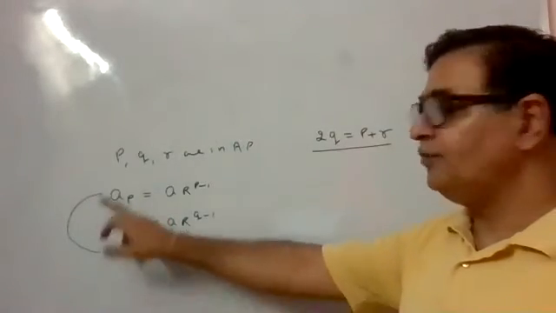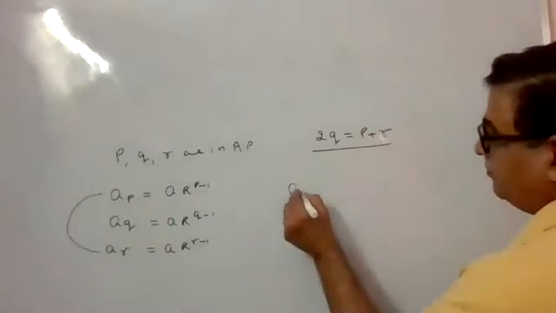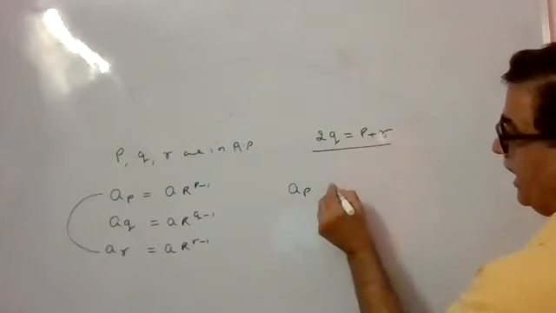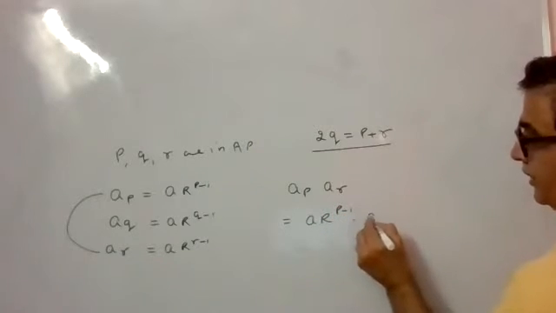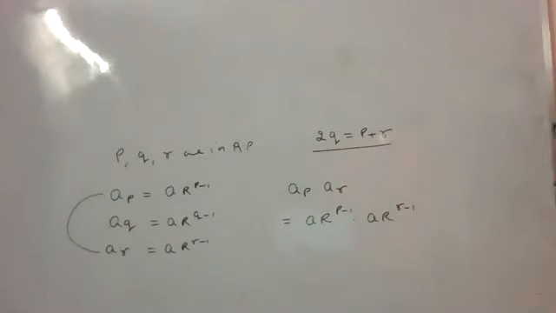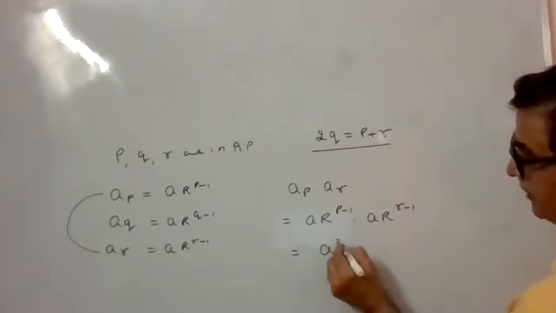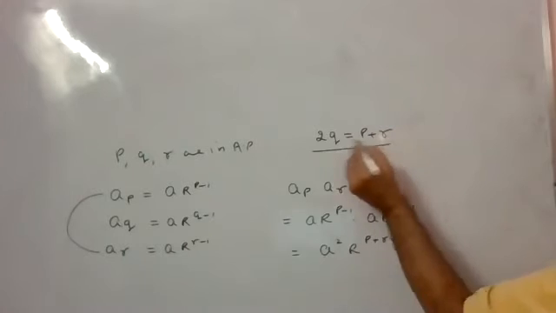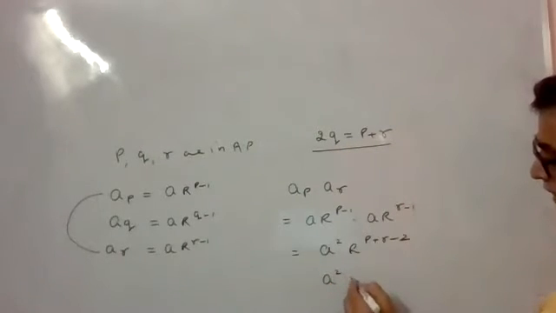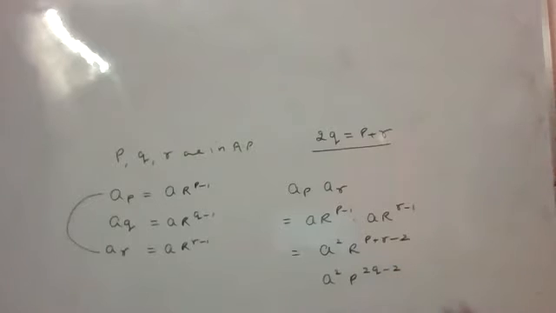Now we want the product of these two. That is Pth term into Rth term. This will come AR^(P-1) into AR^(R-1). Now when you solve it, it will come A square, R power P plus R minus 2. P plus R we have already as 2Q, so I should write A square R power 2Q minus 2. Or I should say A square R power 2 common, it will be Q minus 1.